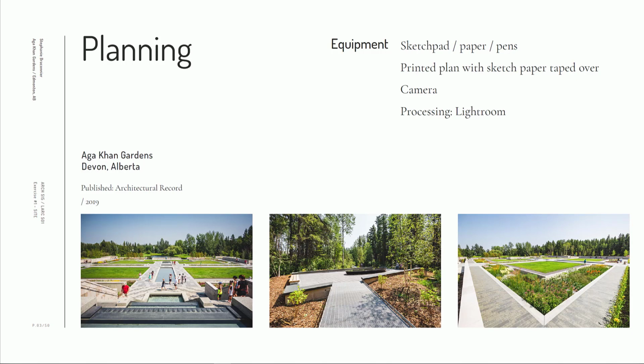The photos I'm going to use as a reference were taken at the Aritzia Gardens in Devon, Alberta, and these were published in Architectural Record in 2019. I think this is a good example of a large site. Now, you're probably not going to be focusing on a designed landscape space like this, but it took me about an hour and a half to 2 hours to walk around the site and take these photos. So let's get started.